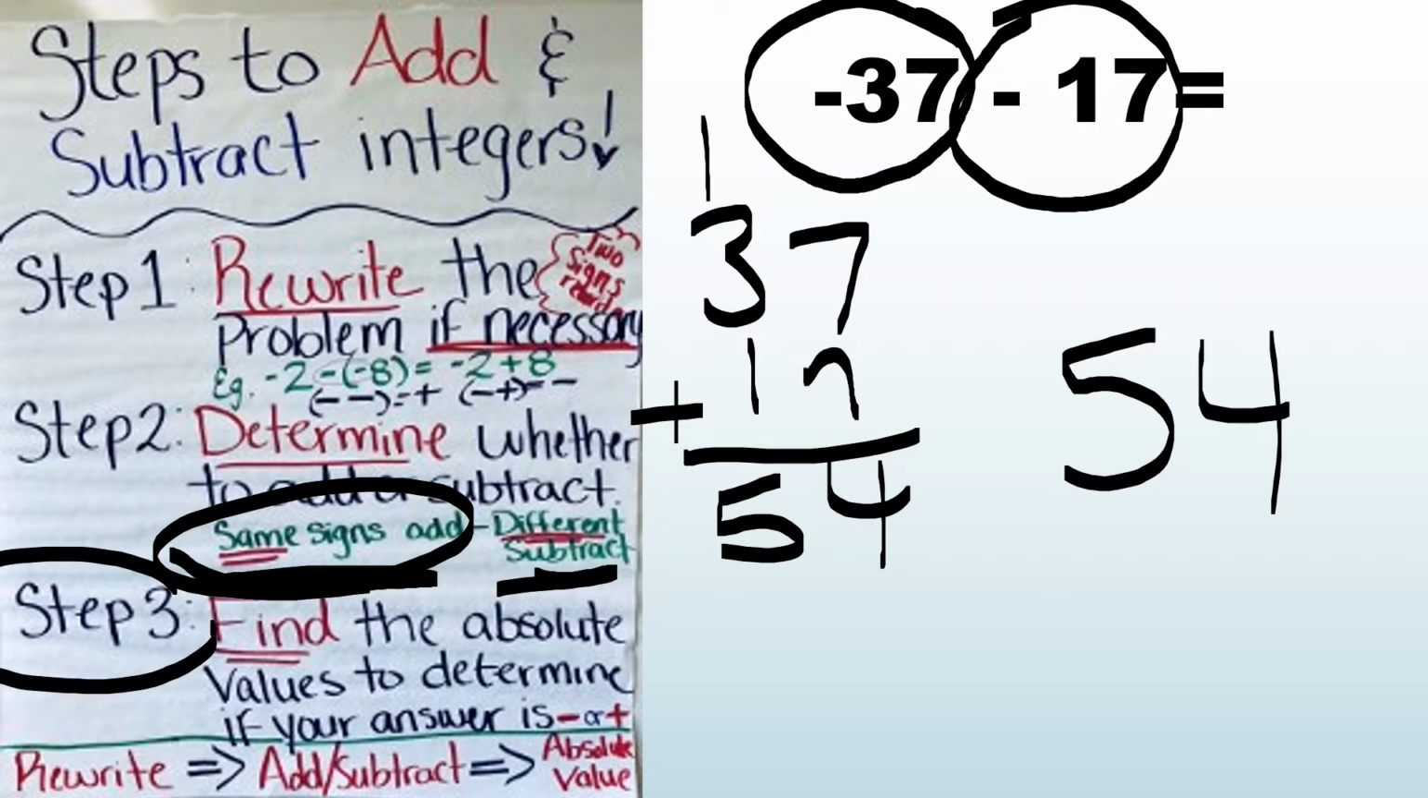However, I need step 3 to tell me whether my answer is positive or negative. Since both of these are negative, you really don't have to think through this. You know your answer is going to be negative. So our answer is negative 54. Sometimes it helps to put in a word problem. Imagine that you owed somebody $37 and now you owe them $17 more. You're still in the negative.